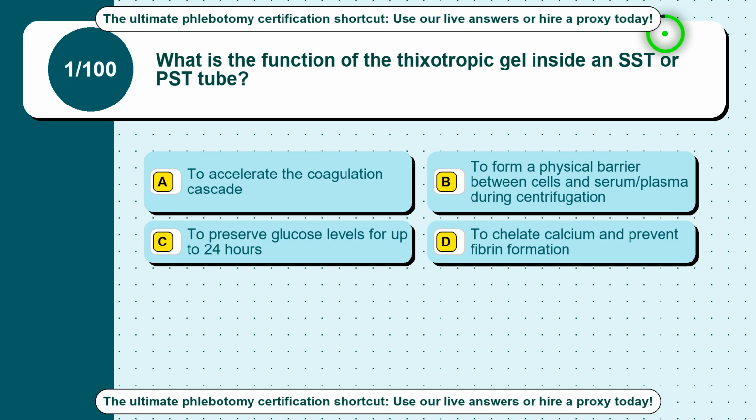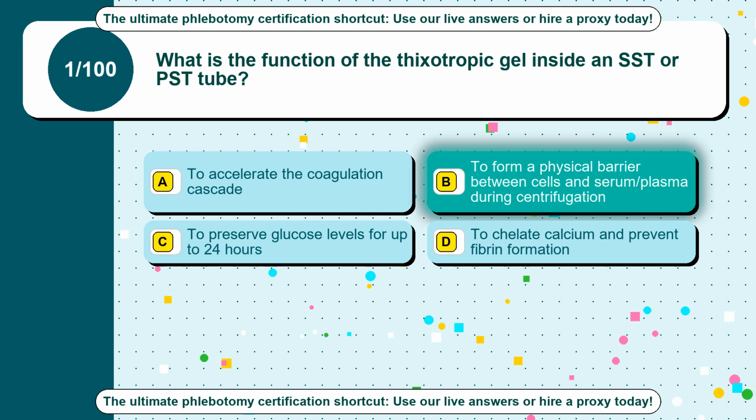Question 1. What is the function of the thixotropic gel inside an SST or PSD tube? Option A. To accelerate the coagulation cascade. Option B. To form a physical barrier between cells and serum/plasma during centrifugation. Option C. To preserve glucose levels for up to 24 hours. Option D. To chelate calcium and prevent fibrin formation.